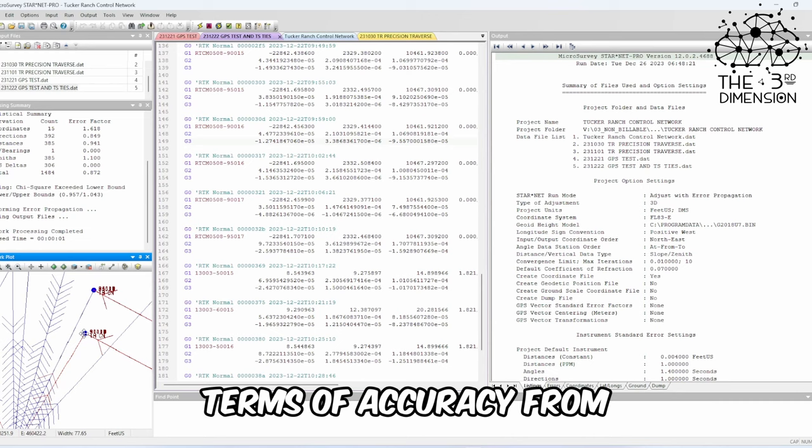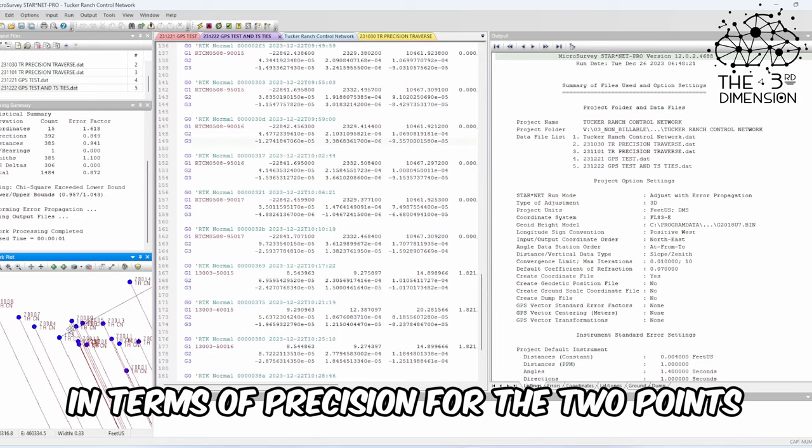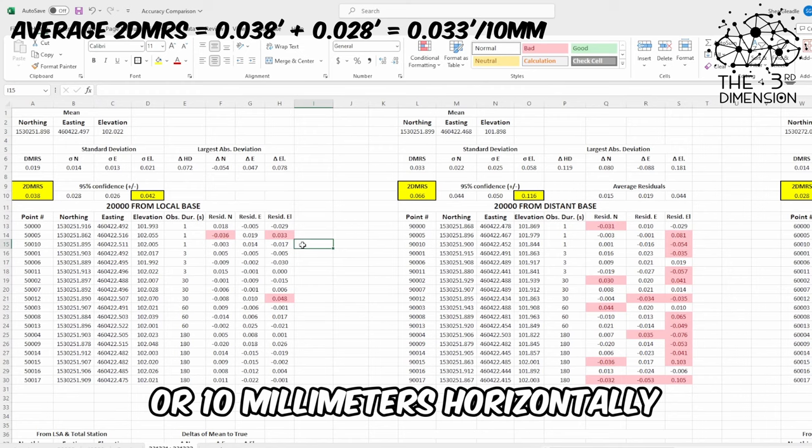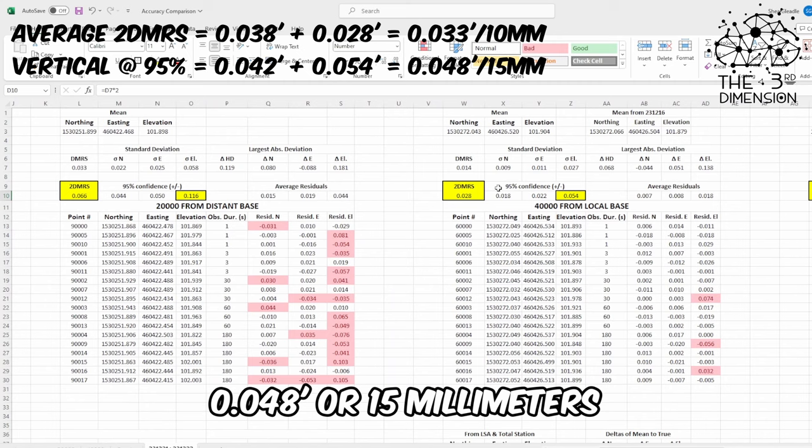In terms of precision for the 2 points out in the open, we had an average DRMS at 95% confidence of 0.033 of a foot or 10mm horizontally, and vertically at 95% we had 0.048 of a foot or 15mm.